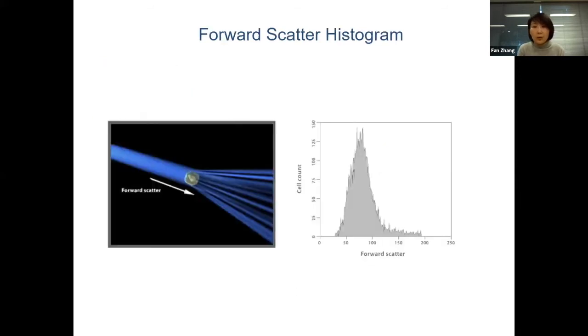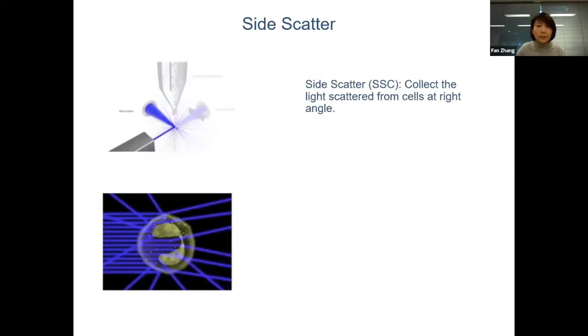We can plot the forward scatter signal in a single dimension to produce a histogram. As we can see, the distribution of relative cell size. The side scatter collects the scattered light from the 90-degree angle. The side scatter is caused by granularity and complexity inside of cells, also on the surface.